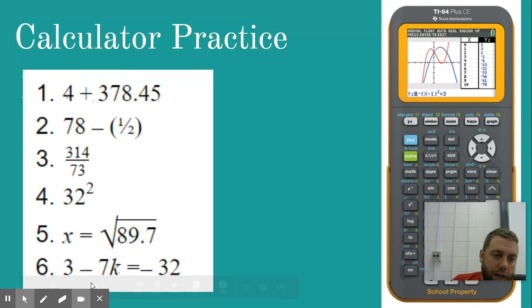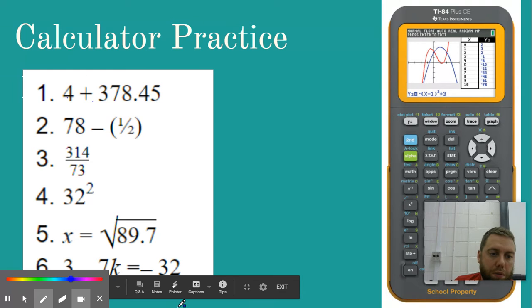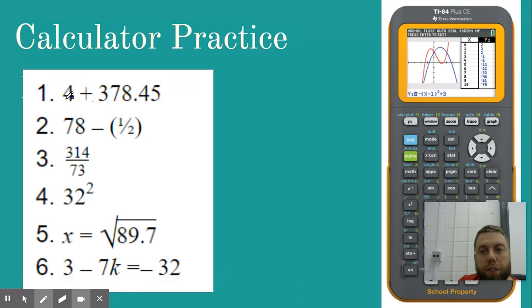Okay. Looking at these first couple of problems here, I would like you to take your time and plug in to the calculator all of these just to make sure you know where these buttons are.